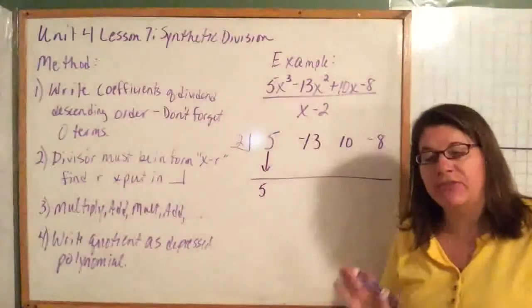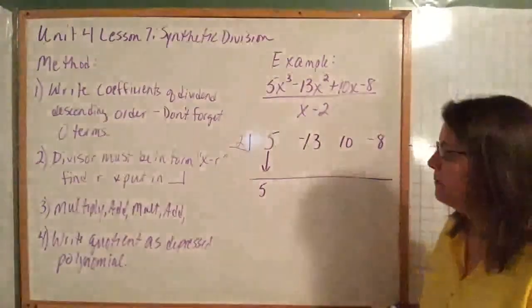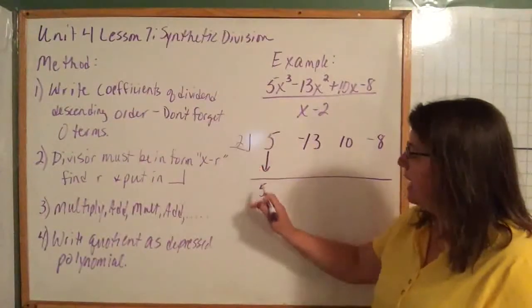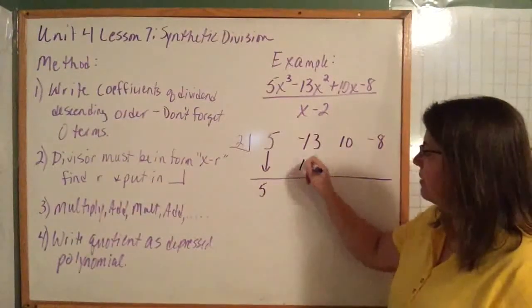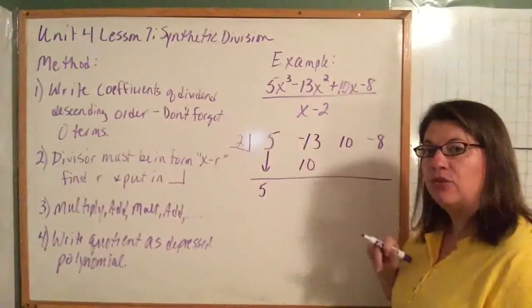So now I've set it up. I'm ready to do the multiplication and the addition. So here's what you do. You do 2 times 5 is 10. Put that number there. So I multiplied. Now I'm going to add these two numbers.